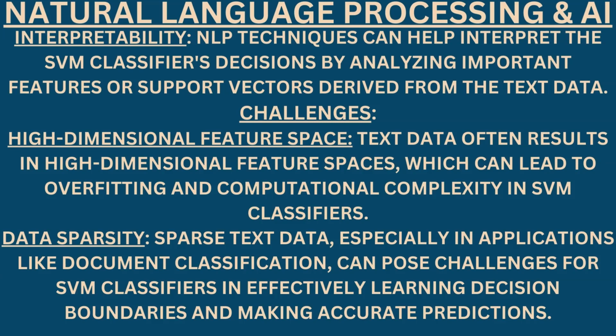Challenges. High-dimensional feature space. Text data often results in high-dimensional feature spaces, which can lead to overfitting and computational complexity in SVM classifiers. Data sparsity. Sparse text data, especially in applications like document classification, can pose challenges for SVM classifiers in effectively learning decision boundaries and making accurate predictions.